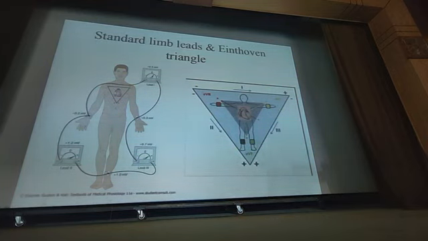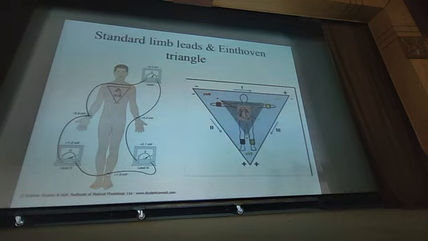Of course, these are the direct leads. Lead one: the positive electrode is on the left upper limb and the negative is on the right upper limb. The direction of each one is positive, and there is a potential difference in the electrical activity of the heart.